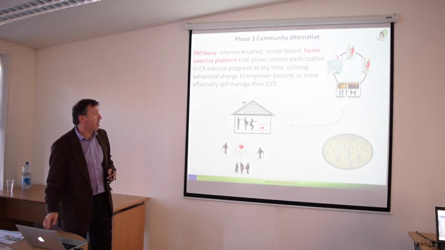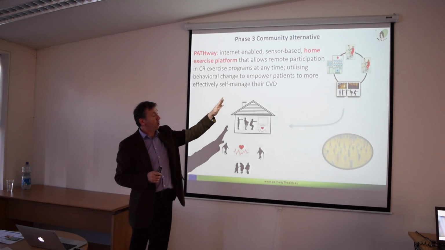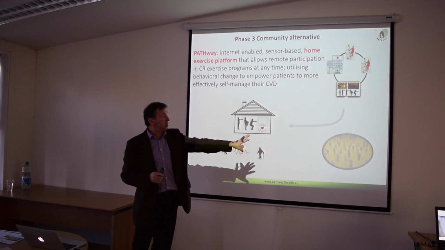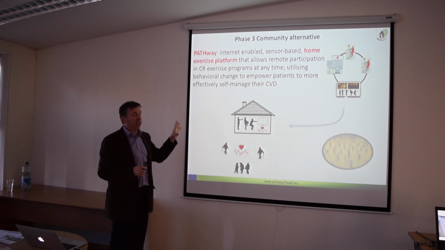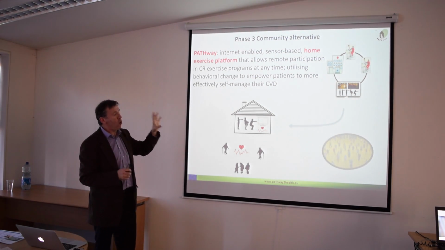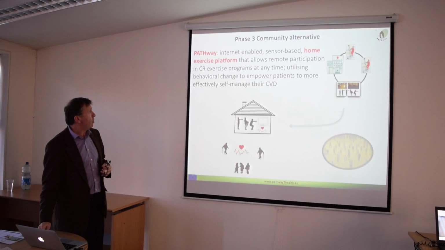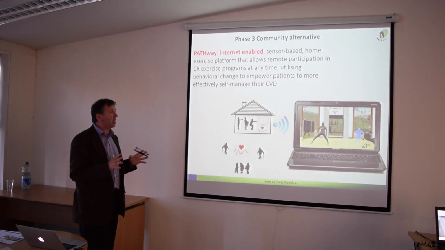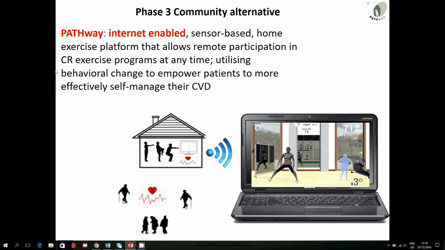So our approach, or our solution to this, is that instead of when someone leaves hospital in phase 2 into phase 3 community-based, they go to a home-based program, and that's what Pathway is. It's an internet-enabled, sensor-based home exercise platform, based around behavioural change that allows them to exercise in their own home and self-manage their own condition. So when we say it's internet-enabled, basically the whole system is delivered to them on the laptop.